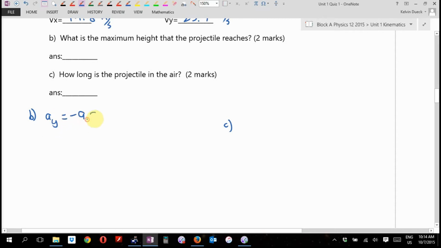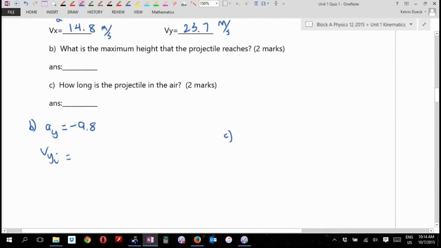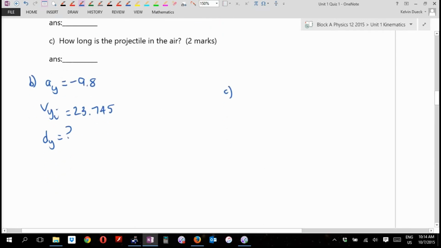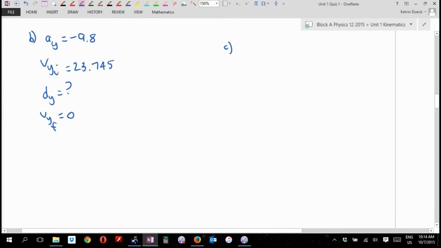AY equals negative 9.8. VY initial equals 23.745. Maximum height is dy. Not enough. I need something else. At the top for a split second. I'm looking for an equation that has A, V initial, D, and V. Oh, there is. It's VF squared equals VI squared plus 2AD. Get the D by itself. D equals VF squared minus VI squared all over 2A.